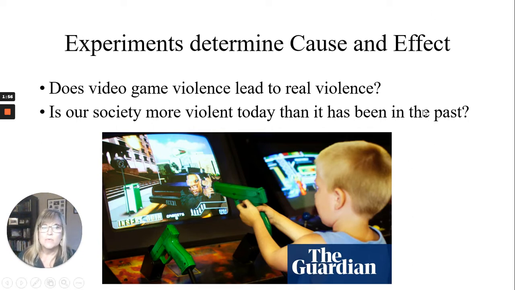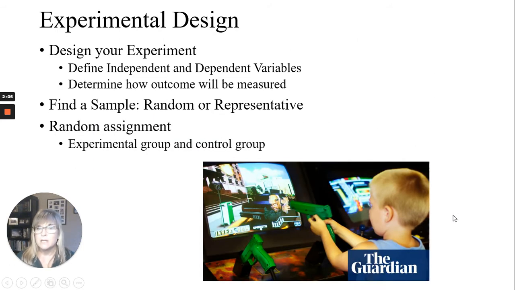But both of these are really more correlational studies. It would be pretty difficult to design an experiment around this. Experiments are really good to study medications and new treatments. But we could design an experiment to study video game violence in kids, let's say.